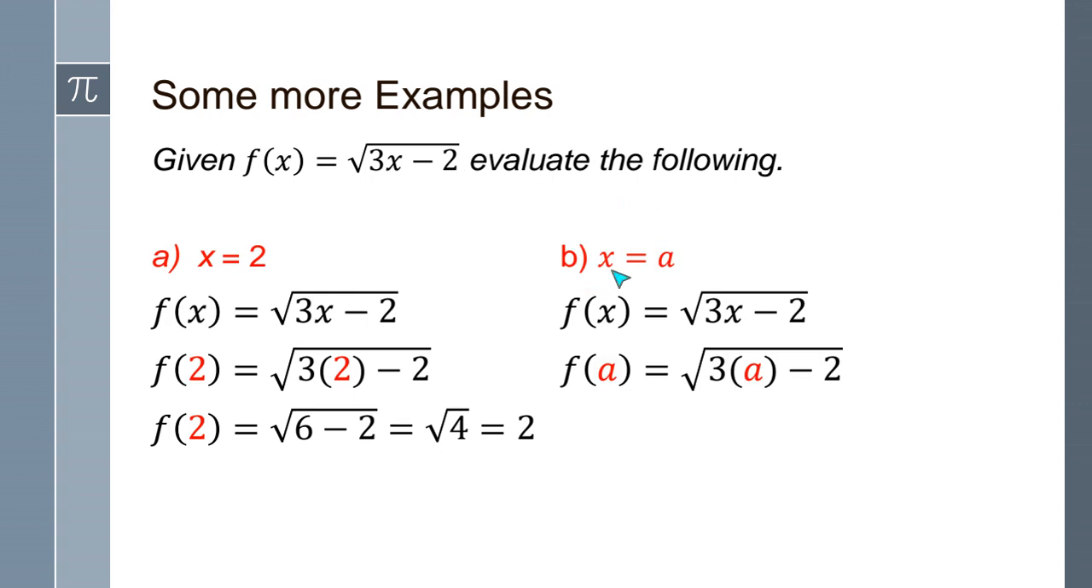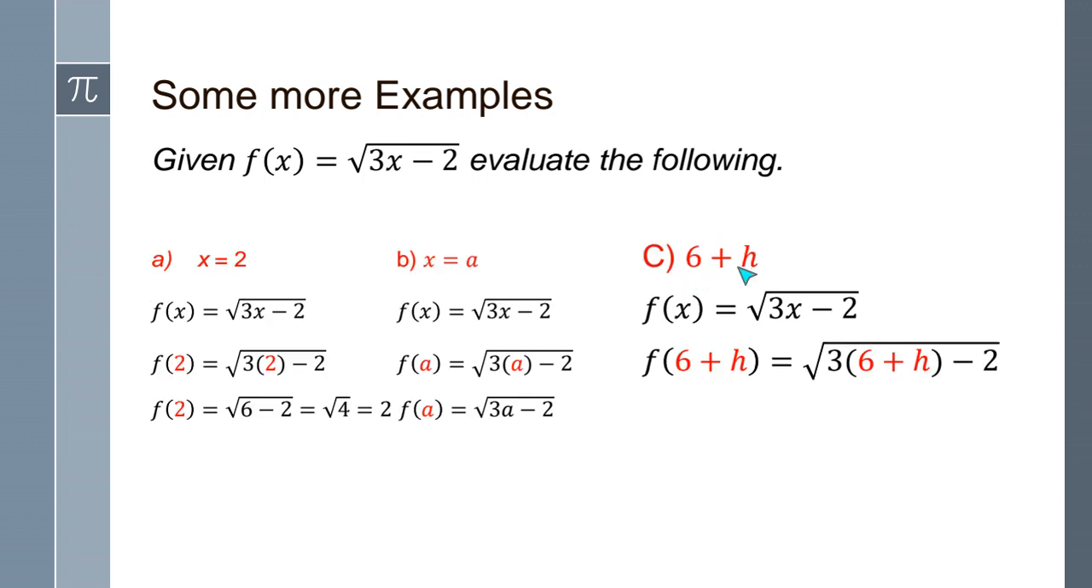For letter B, instead of the number 2, they want us to replace x with a. So if I substitute a for x, then we get 3 times a minus 2. And 3 times a is just 3a, so we just get 3a minus 2. I can no longer simplify here, so that would be my answer.